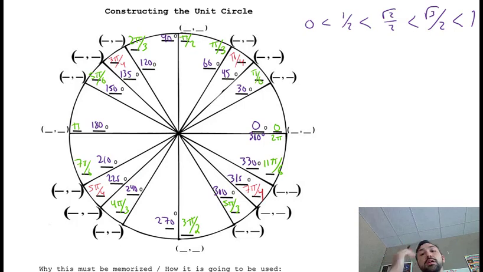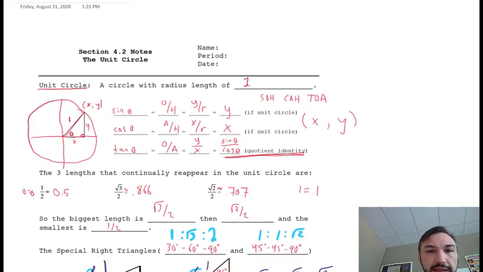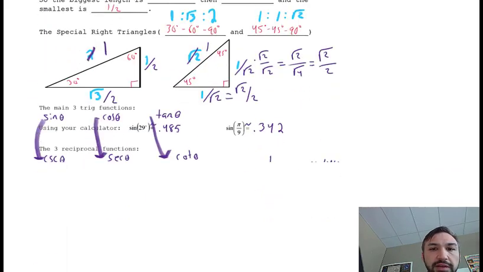So our points around here, these are kind of the second thing, the part that makes this useful to us. And all the way back at the start of our notes, remember I said sine is like the y value on the unit circle and cosine is like the x value.